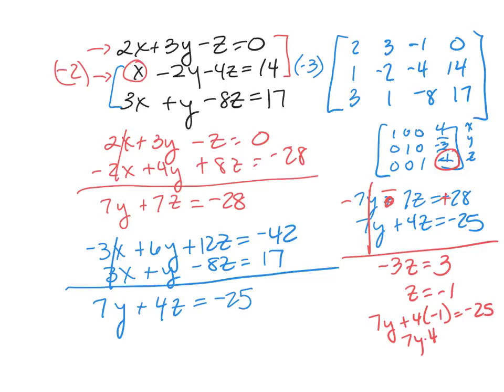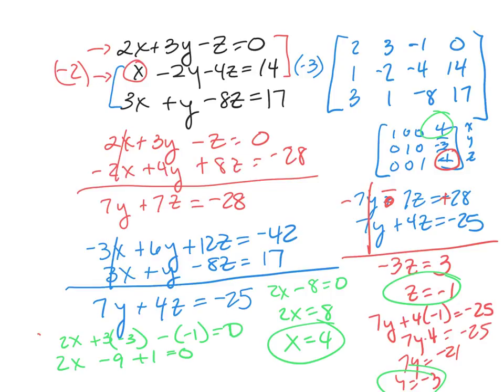Can't see because of the dang fan. So I'm plugging it in. I wrote the wrong equation. I'm plugging it into the first equation. 2x plus 3 times -3 minus -1 equals 0. And when I follow the algebra, it says x equals 4. So I found all three of the variables algebraically.